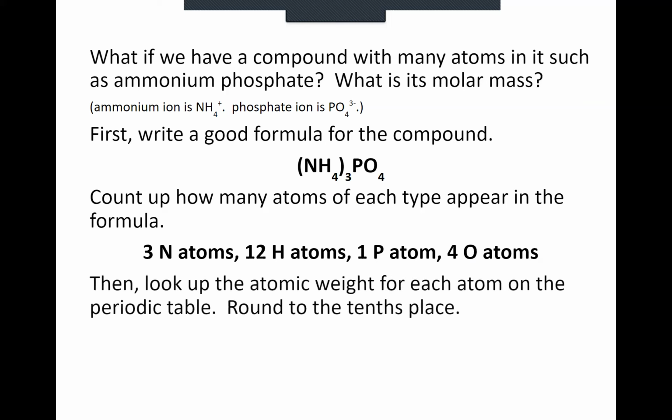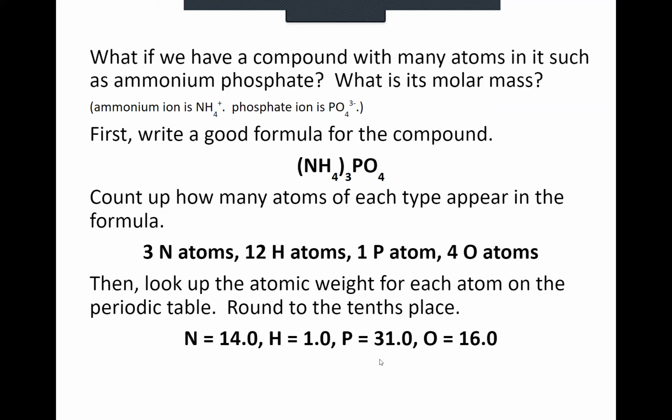Next, look up on the periodic table each of those elements. Look at the atomic mass or atomic weight. Round that to the 10th place because we're going to need those numbers. So look up and find nitrogen. It's element 7. Find hydrogen, element 1. Find phosphorus, element 15. Find oxygen, I'm sorry, element 8 with an atomic weight of 16. And I like to round to the 10th place because it's accurate enough and it doesn't get us bogged down with too many decimal places.